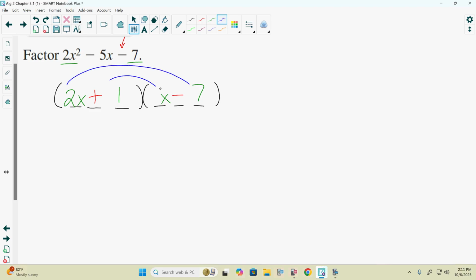Last thing we need to do is to check. 2x times negative 7. 2 times negative 7 would be negative 14x. 1 times x would be plus x. Negative 14x plus x. Negative 14 plus 1 is going to be negative 13x. Is that the middle term we wanted? No. So we can switch the 1 and 2 or 7 and 1. I'm just going to switch 7 and 1.